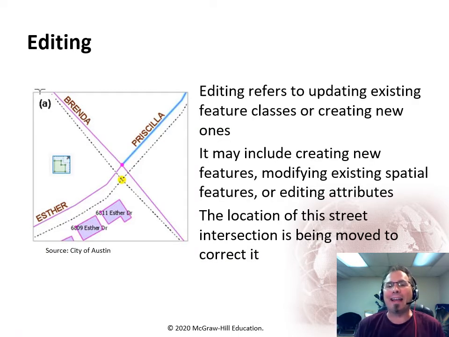So what is editing? Editing is updating existing features or creating brand new ones. It might include creating new features, modifying features, editing attribute tables. It's a lot of different things, and you have to know how to weed your way through these things to get these jobs done. You'll hear the term digitize, which is just a fancy term for trace. Sometimes that's what you're going to do.